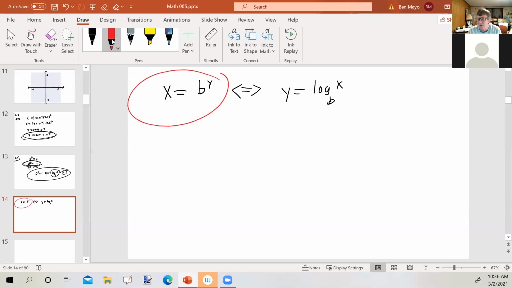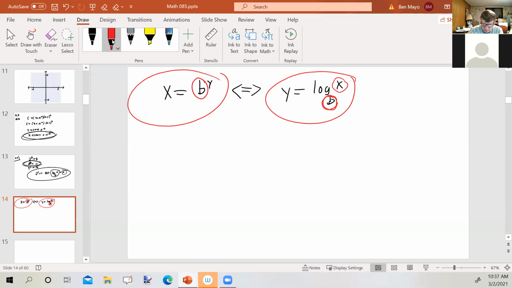X equals b to the y power. The y is the exponent on the b, and the b is the base. If we look at the logarithmic equation, the way we say that is y equals log base b of x. Okay, so my point is this: in both the exponential form and the logarithmic form, the base is b.